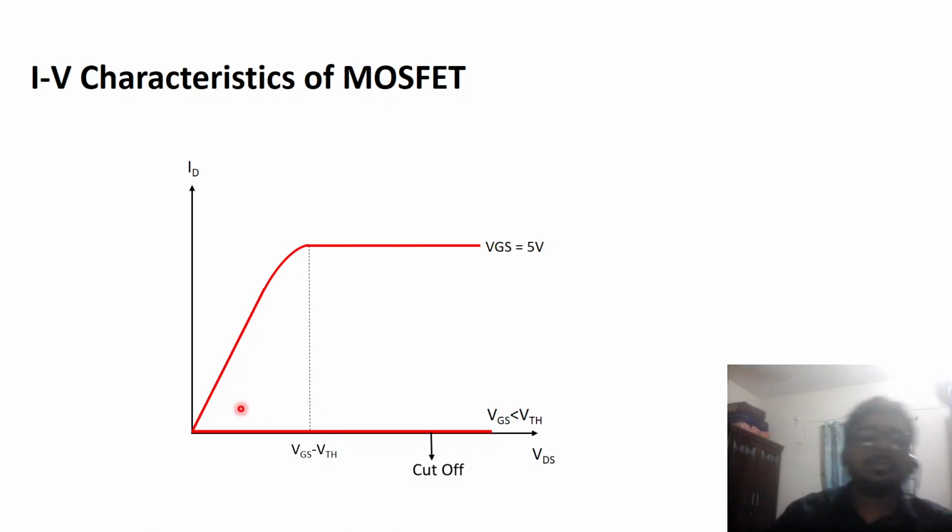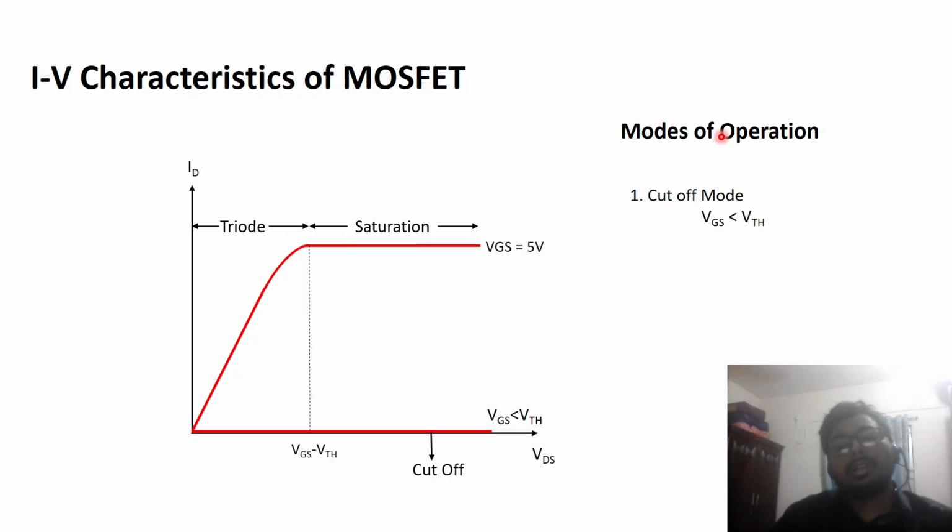The current will be saturated. So the left side of this graph is known as triode region, and this is also known as ohmic region, and the right side of this graph is known as the saturation region. Triode region occurs when the drain to source voltage is less than VGS minus VTS, and the saturation mode occurs when the drain to source voltage is greater than the overdrive voltage or VGS minus VTS. So here we can see there are three operating modes of an NMOS. One is cutoff mode, another one is triode mode, and another one is saturation mode.